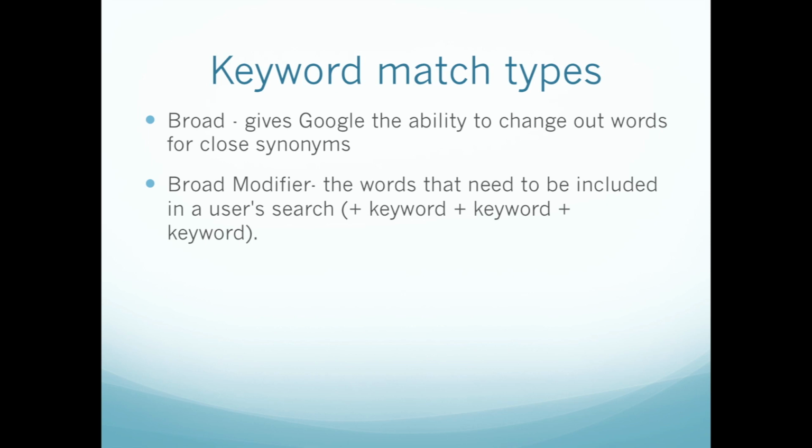So there's broader modifiers, like if you put a plus sign in front of the keyword phrase, then that keyword phrase has to be somewhere in the search, whether it's in the beginning, the end, or in the middle. So it gives Google some flexibility, but still has the keyword phrase that you actually want the customer to type into Google.